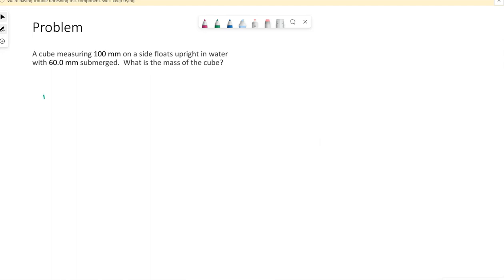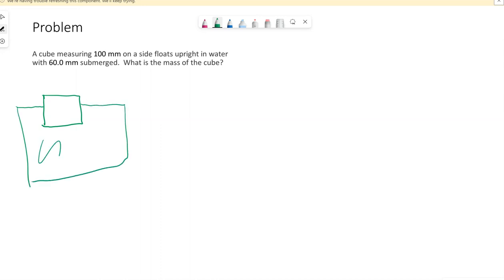So our cube, I'm only going to draw the picture from the side. So down here is our water. This is our cube. We're told that 60 millimeters is submerged. That means 40 millimeters is not.